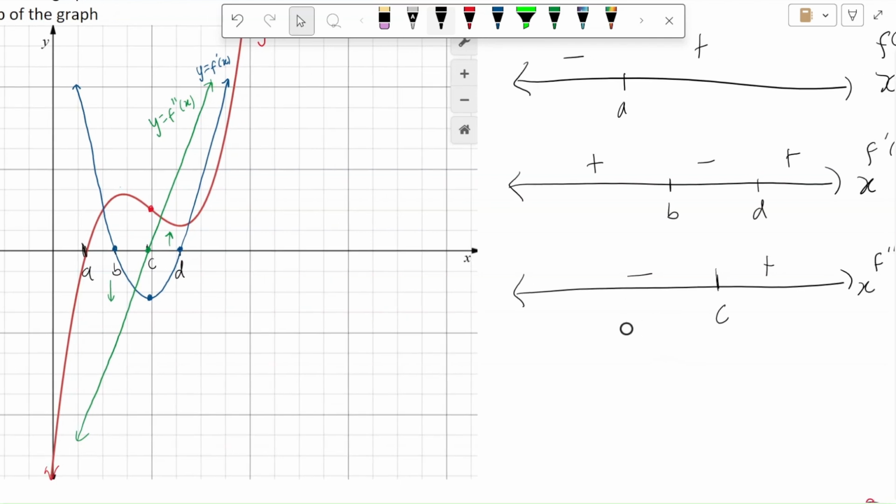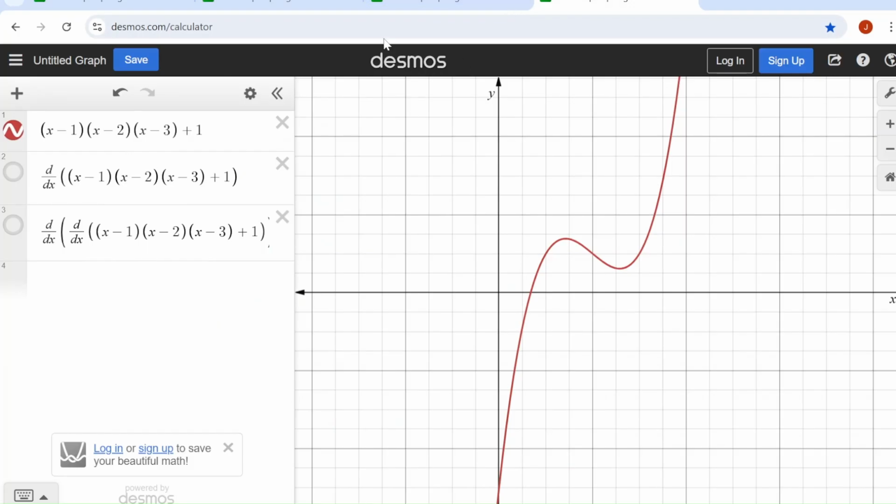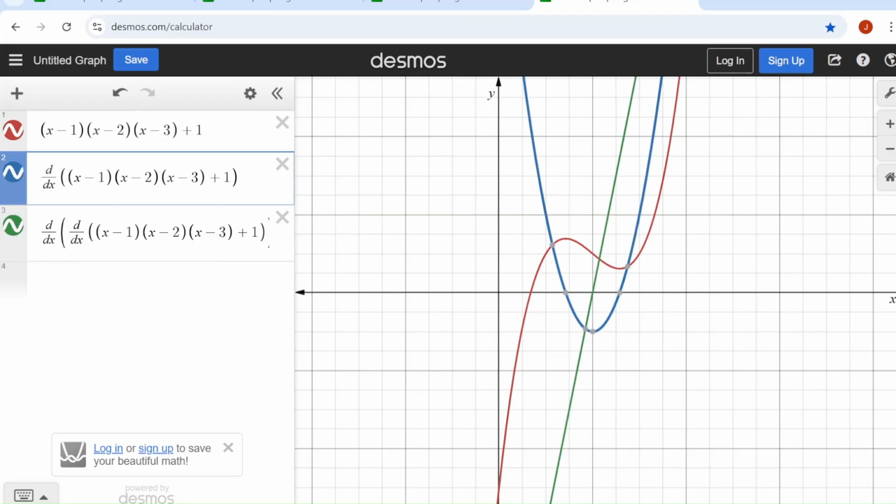Now, that's good. You can actually use these pluses and minuses to tell f dash was above, then below, then above the axis, and f double dash was below, then above the axis. And I've prepared this in advance on Desmos, and there's the original function. On Desmos, you can actually just type d by dx and then type in the original function. That'll do the derivative. There it is. And then here we go. That's the other one.